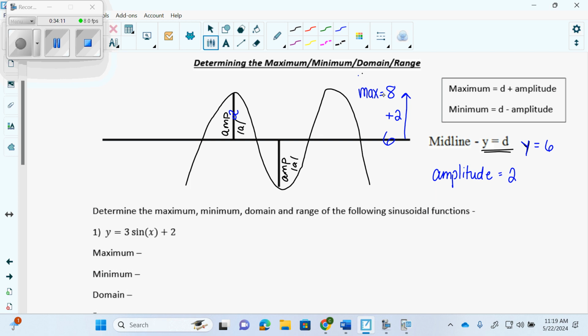All right. Now this one is 2 as well. So what are we going to do now to get to the minimum? The minimum will be 4. Because if I take that middle line and I add to it my amplitude, I get to the top, correct? If I take that middle line and I subtract my amplitude, I get to the bottom.